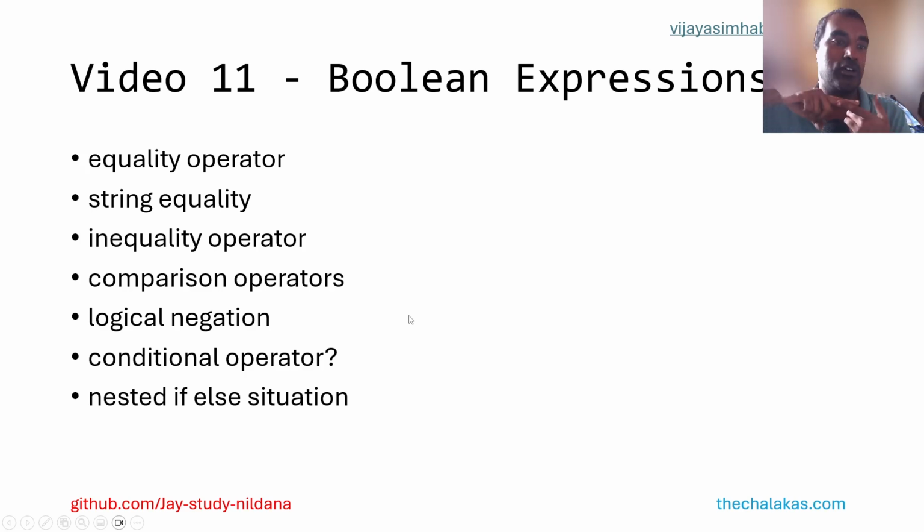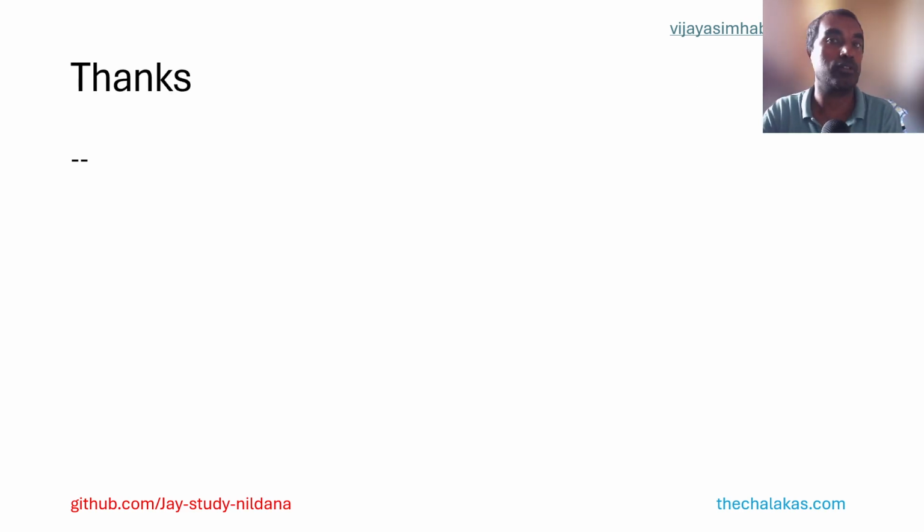So there you go. Equality operator, string equality, inequality operator, comparison operators, logical negation, conditional operator, also called the ternary operator, and nested if else situation. Now it doesn't have to be one level of nesting. You can have as many levels of nesting as your program demands. So there you go, my dear students. That's about the Boolean expressions.